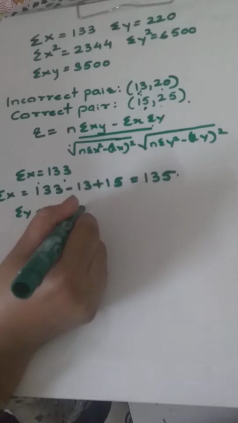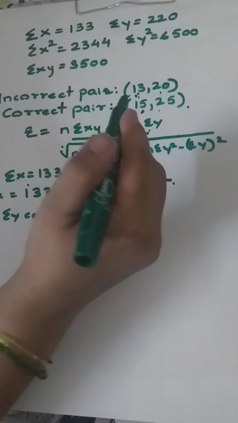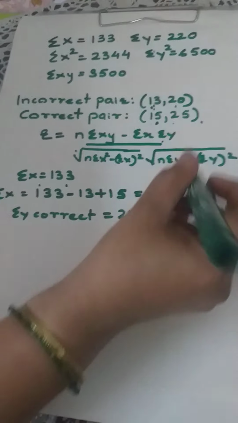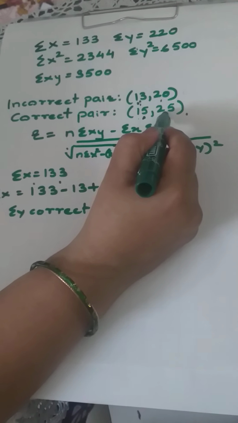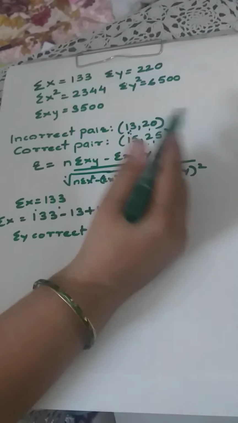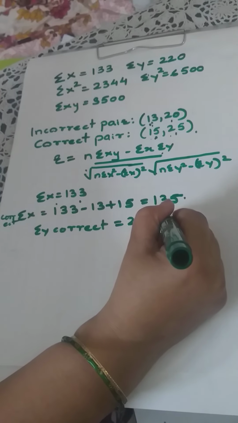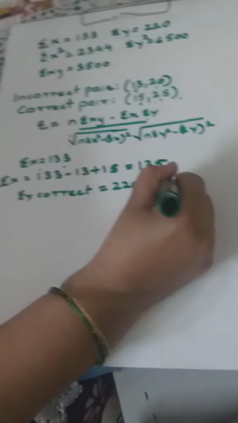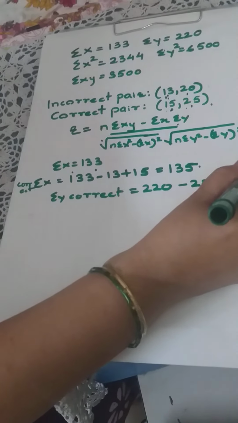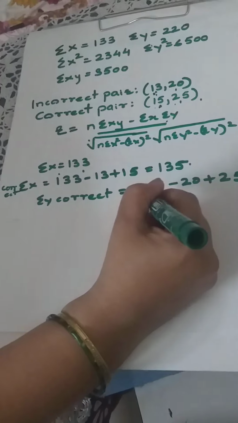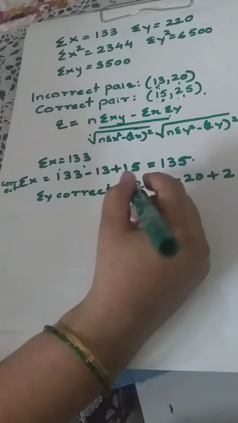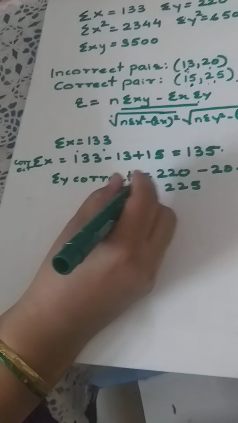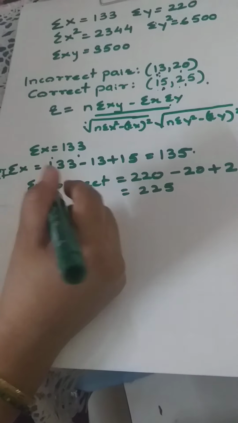Similarly, I need the correct summation y. The summation y is given as 220. I will add to it the correct one, that is 25, and subtract from it 20. So I can do it this way, subtract 20 and add 25. So what we get here is 225. So correct summation y comes out to be 225.